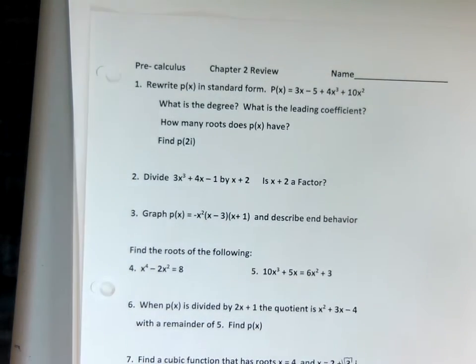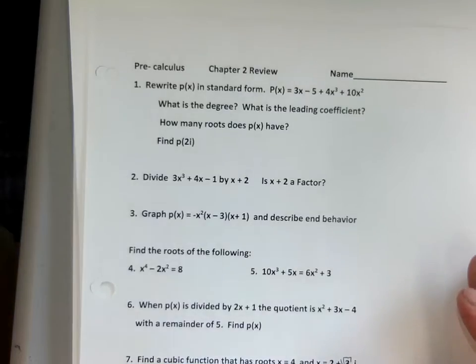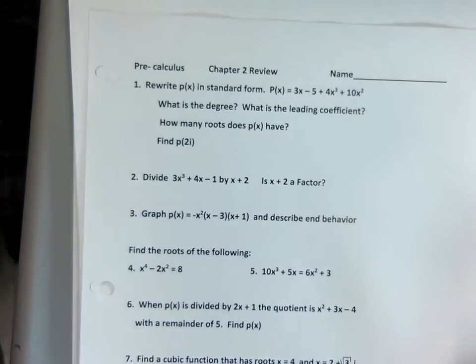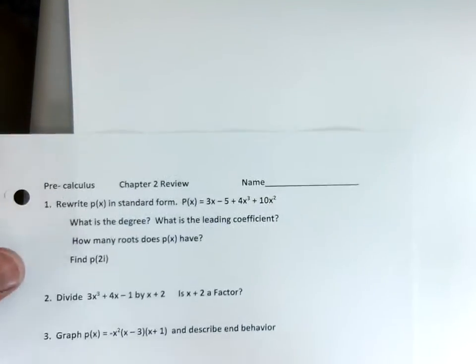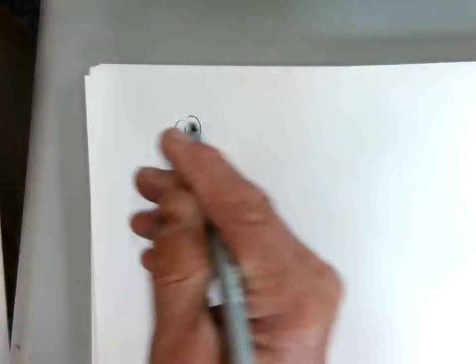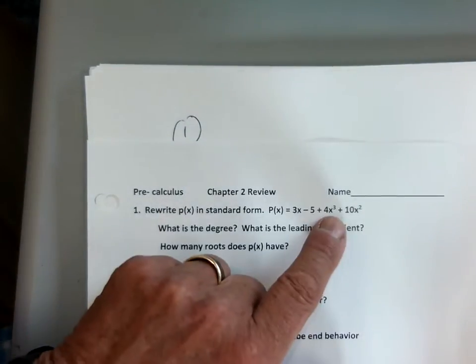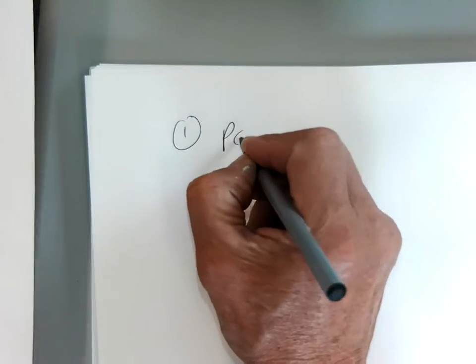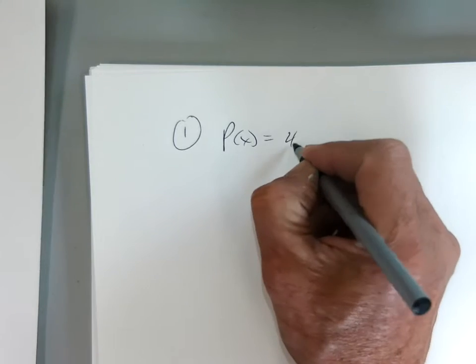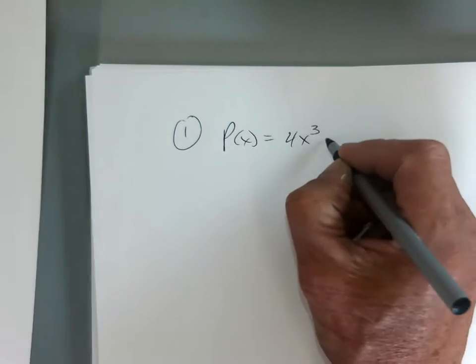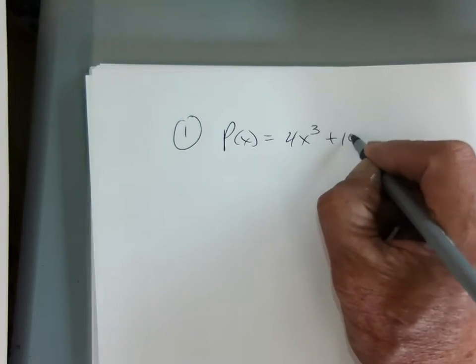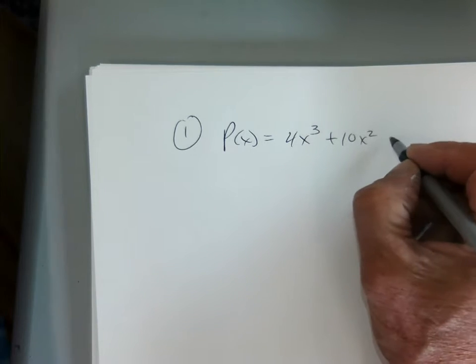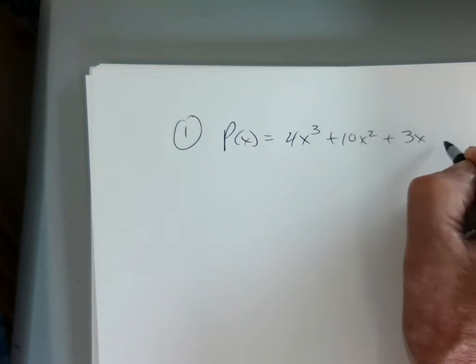We are live. Okay, so first of all, number one is the easiest question of all. Nobody is going to miss number one. Nobody. I'm not kidding. I'm going to rewrite it in order. So that one's first, right? 4x cubed. Go ahead, Carly, say it. 4x cubed. Yes. Plus 10x squared. Yes. Plus 3x minus 5.